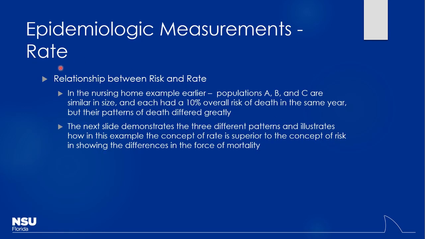So looking at the relationship between risk and rate, we're going to see that rate can be beneficial in some circumstances, risk might be better in other circumstances. We'll kind of compare that. So in that nursing home example, populations A, B, and C, we said were all similar in size. Each had a 10% overall risk of death in the same year, but we saw that the pattern was certainly different between the three of them, right, where the deaths actually occurred. And so we'll look at the next slide here to look at the different patterns and illustrate how that has an effect on the risk.